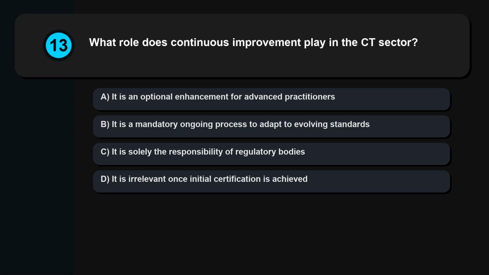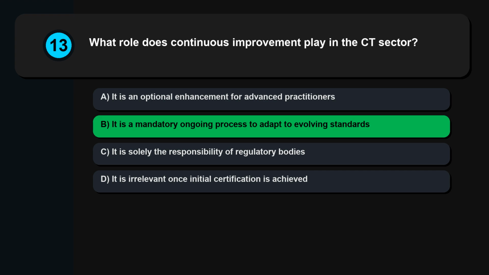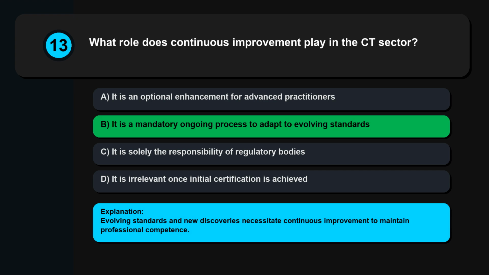Question 13. What role does continuous improvement play in the CT sector? It is an optional enhancement for advanced practitioners. It is a mandatory ongoing process to adapt to evolving standards. It is solely the responsibility of regulatory bodies. It is irrelevant once initial certification is achieved. Evolving standards and new discoveries necessitate continuous improvement to maintain professional competence.